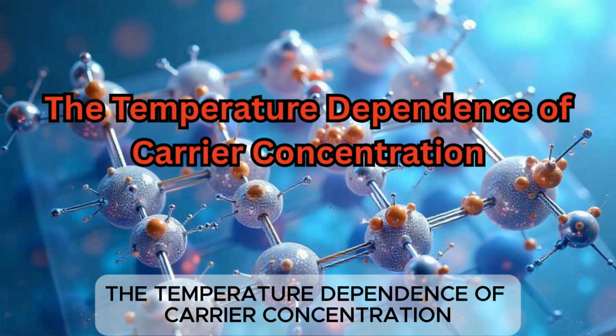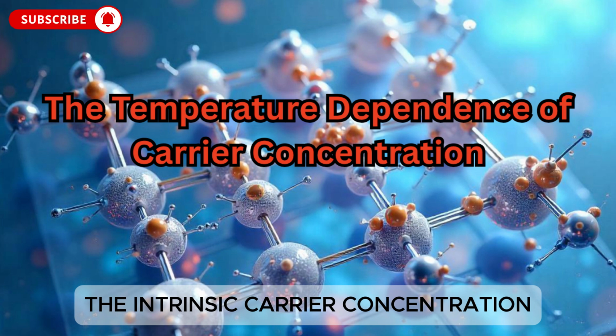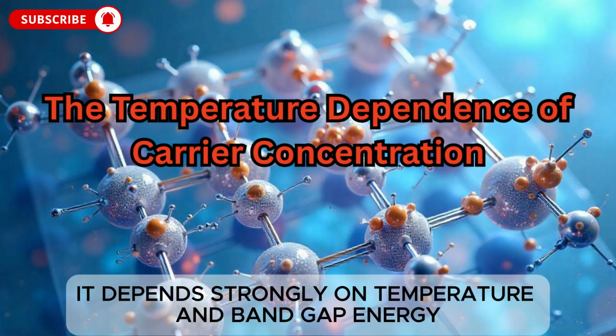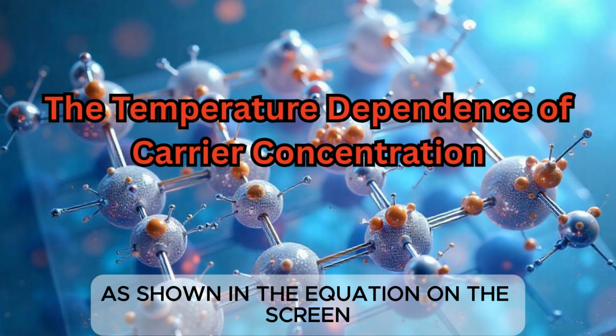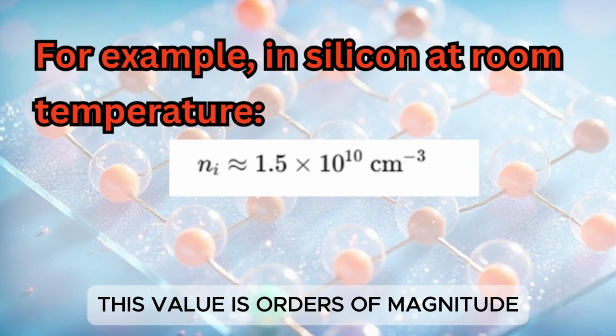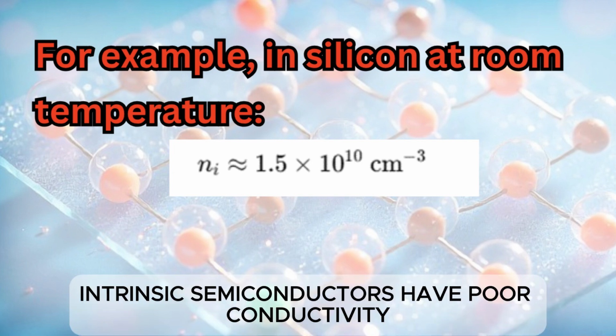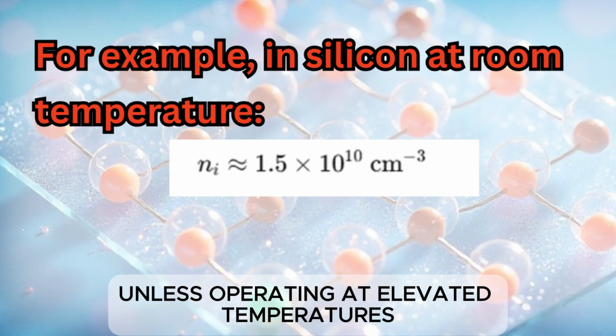The temperature dependence of carrier concentration. The intrinsic carrier concentration is not static. It depends strongly on temperature and band gap energy as shown in the equation on the screen. For example, in silicon at room temperature, the value is shown. This value is orders of magnitude lower than what's achievable through doping, and explains why intrinsic semiconductors have poor conductivity unless operating at elevated temperatures.